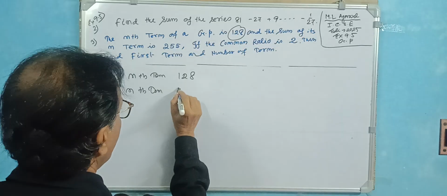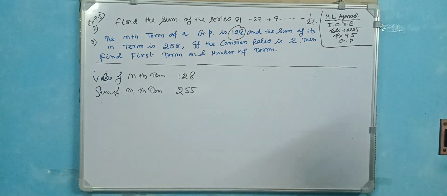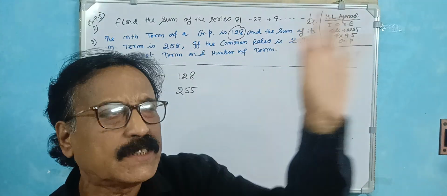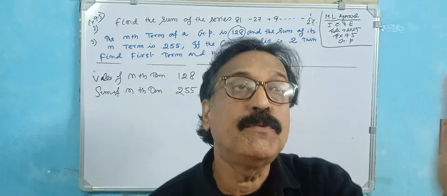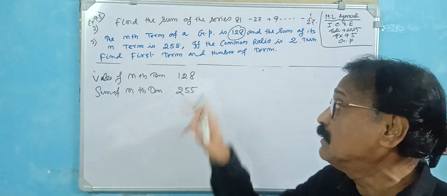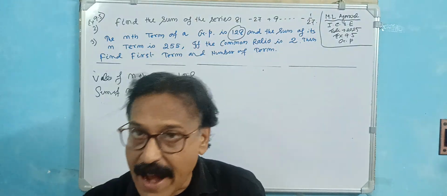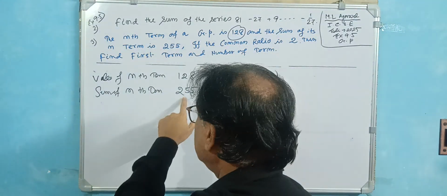This is 255. Be careful, don't be confused. 128 is the value of the particular nth term. Suppose the nth term is 12 or 23 or 24, so it is the particular value of the 24th term. And this 255 is the total: 1, 2, 3, 4, 5, just add it. The sum of these 24 terms, that is this.